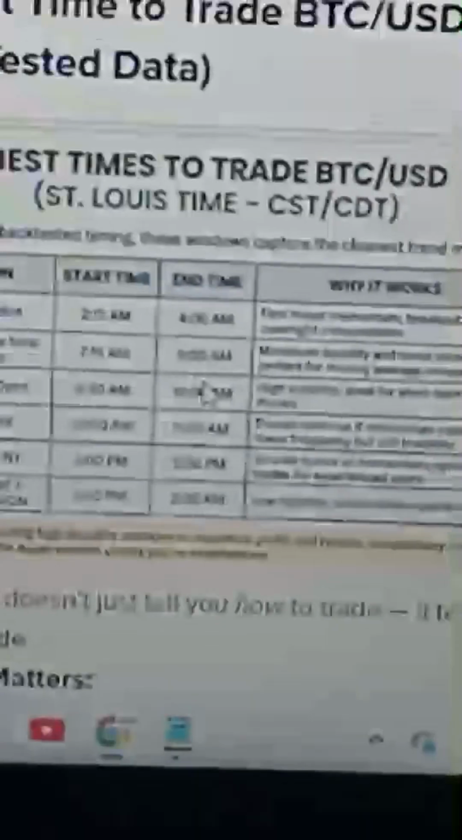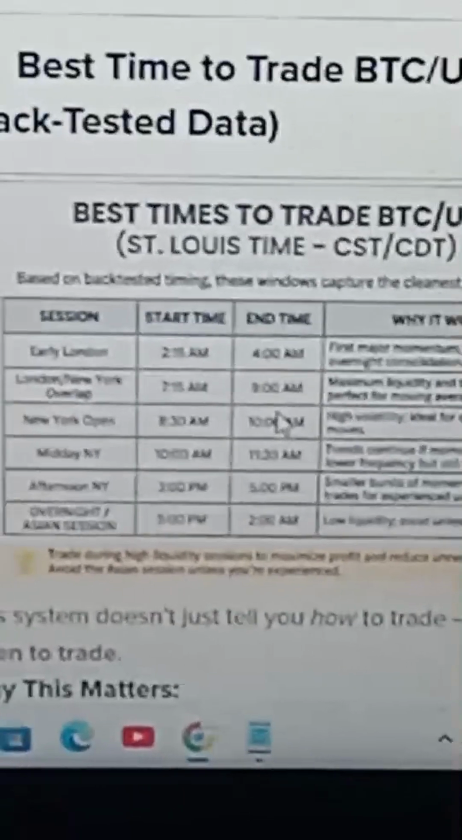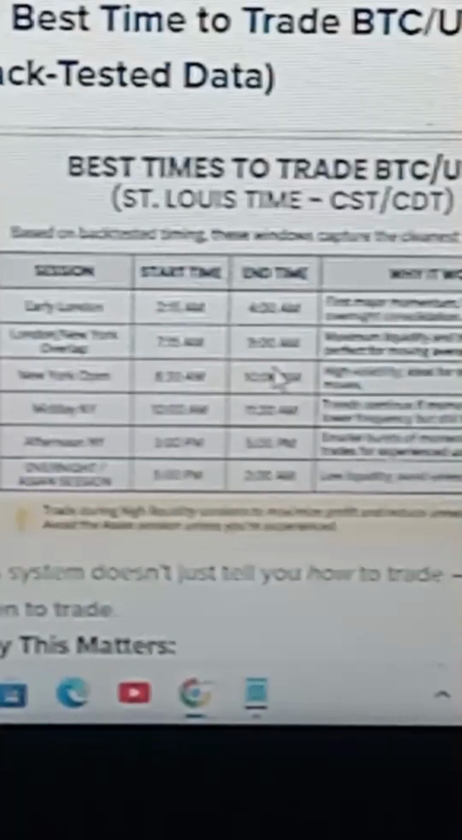Look, this is all based on Bitcoin time, so you're going to know when to trade. You see the early session, the London session, New York, midday, all that. I'm giving you everything, bro.